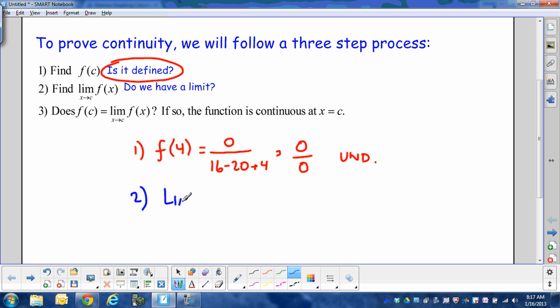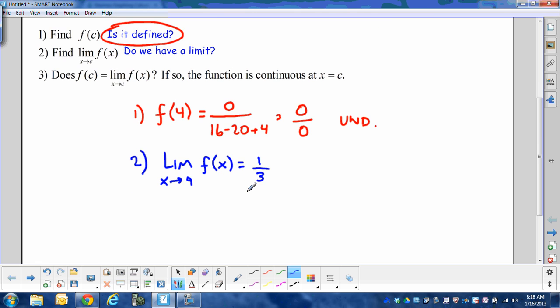Therefore, I do have a limit here. Even though the function's undefined, I have a limit because they are approaching the same height. And it appears as though that limit is going to be 0.3 repeating, or 1/3. So what I can say for step 2 here is that the limit as x approaches 4 of f of x is 1/3. Again, 0.3 repeating, I'm going to call it 1/3.